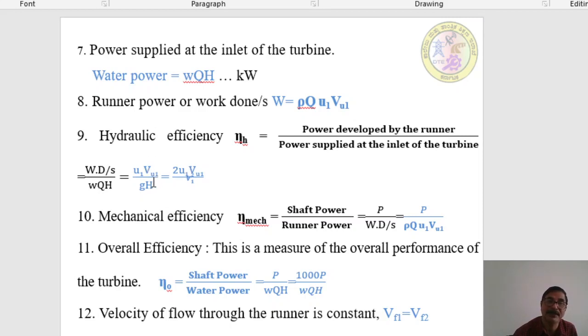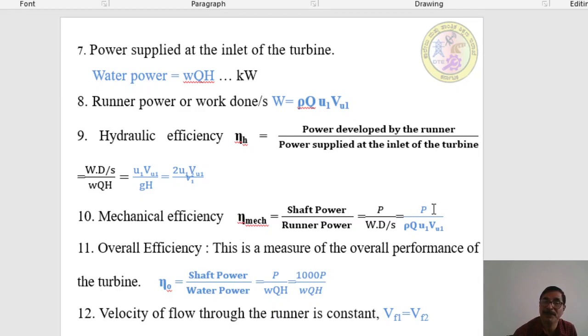Finally, you will get an equation as U1 Vw1 divided by gH, or 2 U1 Vw1 divided by V1 squared. This is also the equation which can be used for calculating hydraulic efficiency. Next is mechanical efficiency. Mechanical efficiency, as usual, we know that it is the shaft power to the runner power, or shaft power divided by runner power.